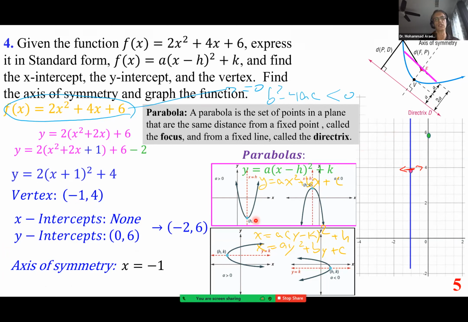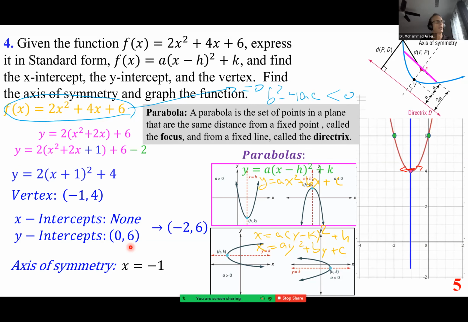That creates this pair, negative 2, 6, because of this. And we have that. If need be, you can draw more points. There is no need for that. That's your graph.